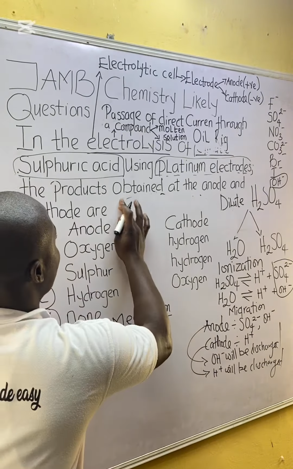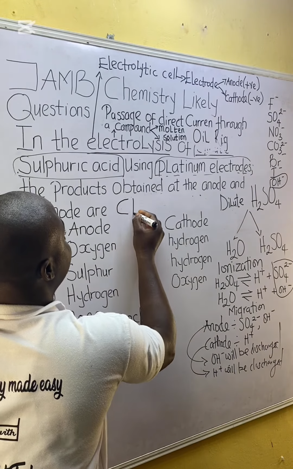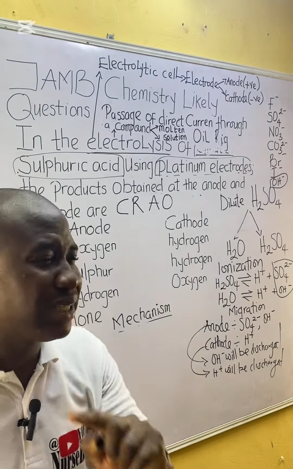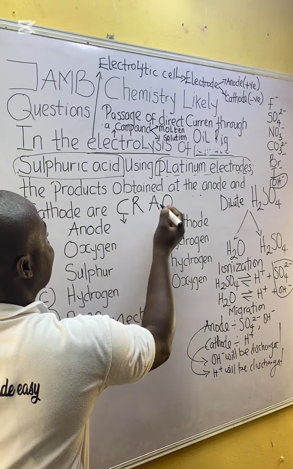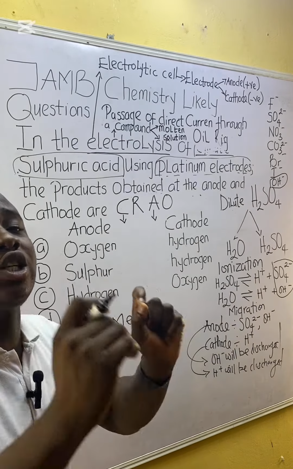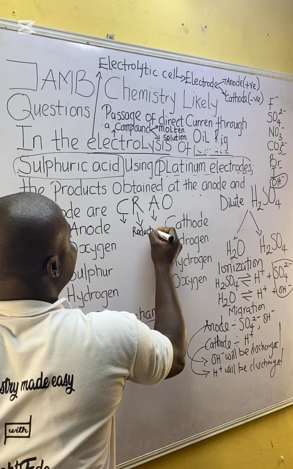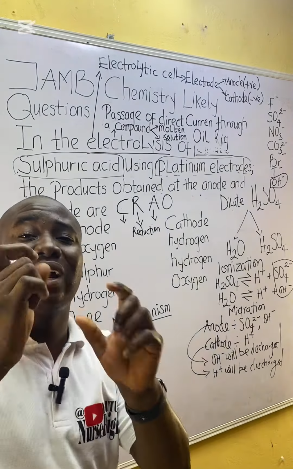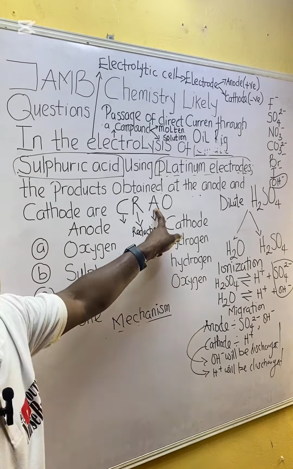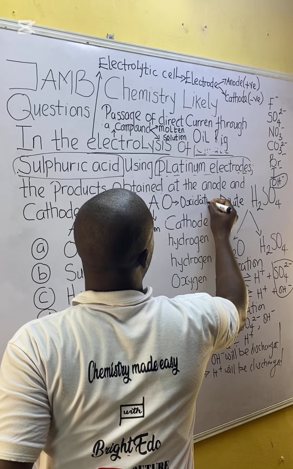Watch closely. Now, to know the reactions that these terminals, the cathode and anode, undergo, I'm going to use an acronym called CRAO. It's very, very simple. You must understand here that this C is the cathode, whereby A is the anode. C, the cathode, undergoes a reaction called reduction. Please take note, it is very, very important. So the cathode as a terminal in general undergoes reduction, whereby the anode, which is A, undergoes what we call oxidation. I believe you are following.